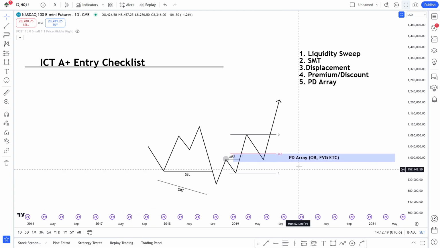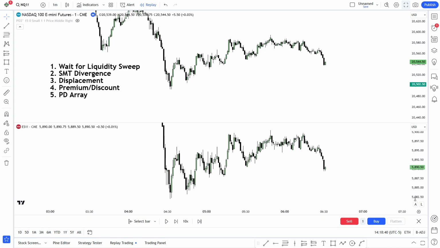Okay. And then finally, we look for a clear and obvious PD array that we will look to enter off of. Now this can be in the form of an order block, a fair value gap, or whatever PD array of your choice. So we enter and then we look to target either liquidity or any premium array of your choice.